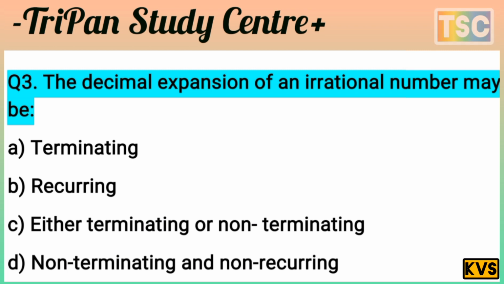The answer is D, non-terminating and non-recurring. That's important. Not terminating and not recurring. Let's see the next question.